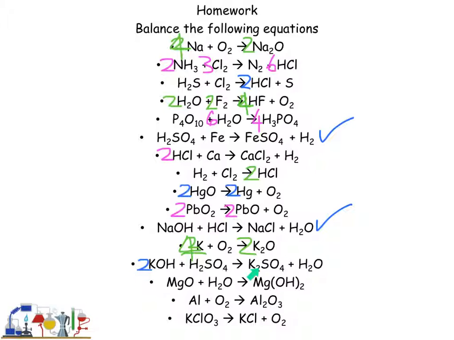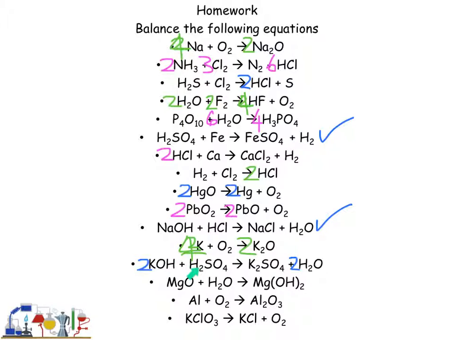2 potassiums on the left, 2 potassiums on the right. 2 plus 4 is 6 oxygens, 4 plus 1 is only 5 oxygens, so I'm going to put a 2 over there. Let's try again. 2 potassiums on the left, 6 oxygens, 6 oxygens on the right.